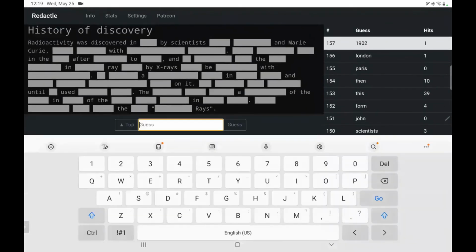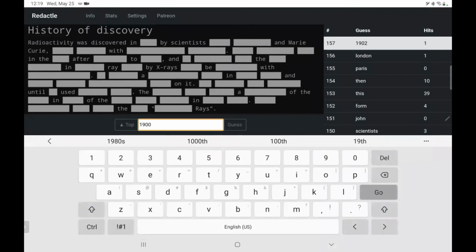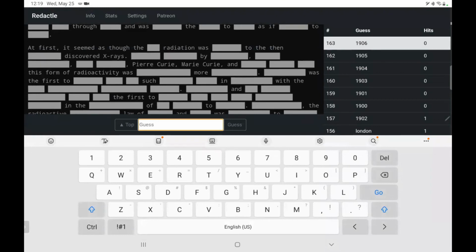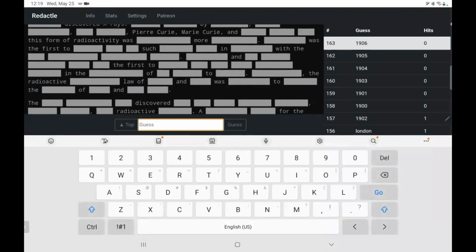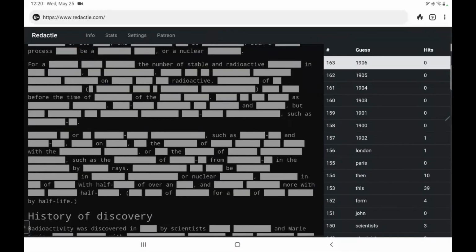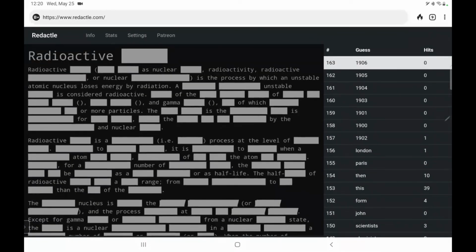Let's try 1901. Let's try 1900. 1901. Of course, this really doesn't help me. I just want to find that darn year. No, I'm going to give up on that. Might have been 1890s. Okay, this isn't buttering many parsnips, I'm afraid.